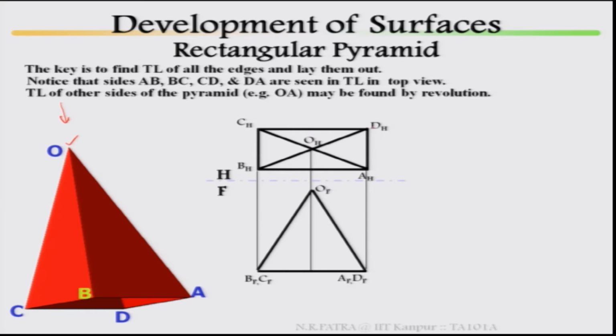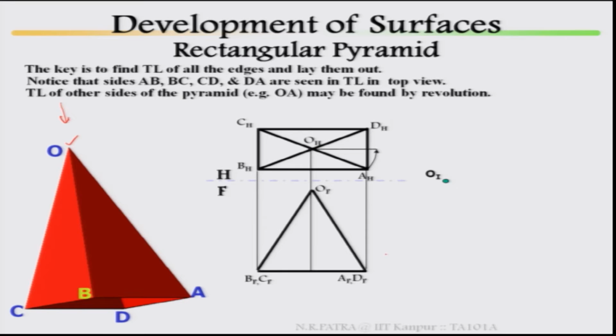Now, the true length of the other sides of the pyramid, that means OA, OB, OC and OD, has to be evaluated. Let us start with O1. So, how to find OA true length? The basic thing is, taking O as a center and OA as radius, you rotate it till OA is parallel to your hinge line, then this has to be projected back in the front view and measure OA here, this will be your true length.